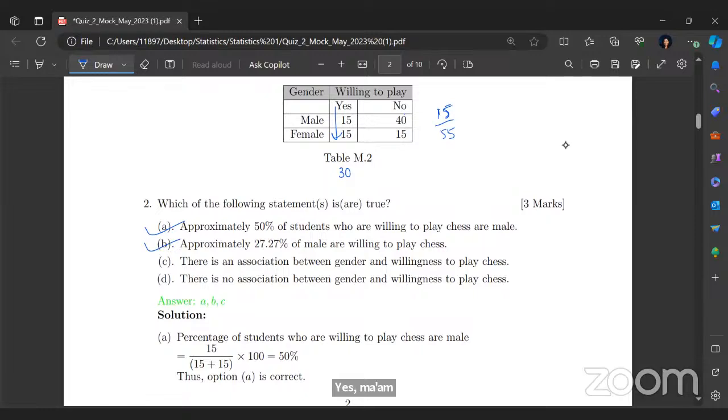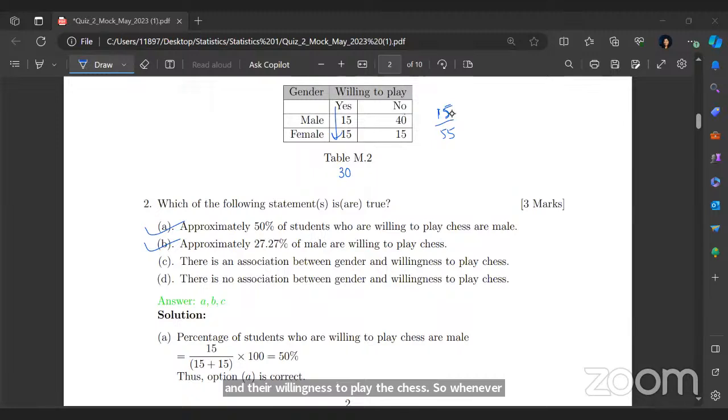Yes, ma'am. Correct. Now you have to check for the association between gender and their willingness to play the chess. So whenever you have to find the association, you look for either row relative frequencies, or column relative frequencies. Then you see if all the row relative frequencies are similar, or if all the column relative frequencies are similar. If that happens, we say there is no association. And if they are different, we say there is association between the two categories, right?